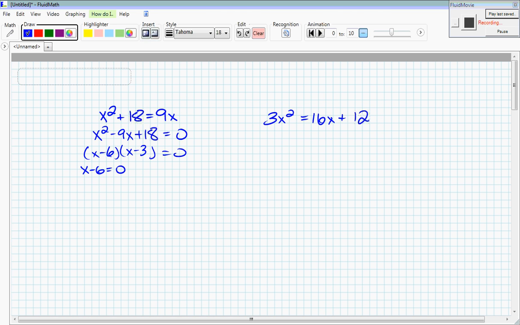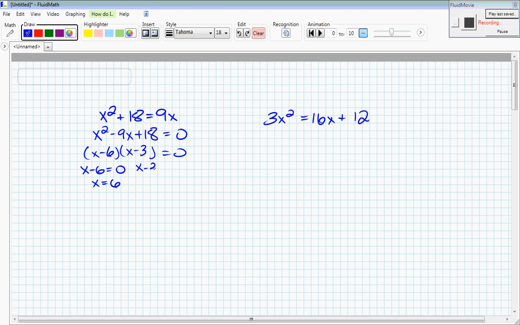So in order for this factor to be 0, we set it equal to 0 and solve for x. So this is 6. If you were to plug a 6 into here, this would be 0 times x minus 3, which would be 0 times 3, which would be 0. So this would be a solution. To double check, put it back into the original. This would be 6 squared, which is 36. 36 plus 18 would be 54. 9 times 6 is 54, so that checks out.